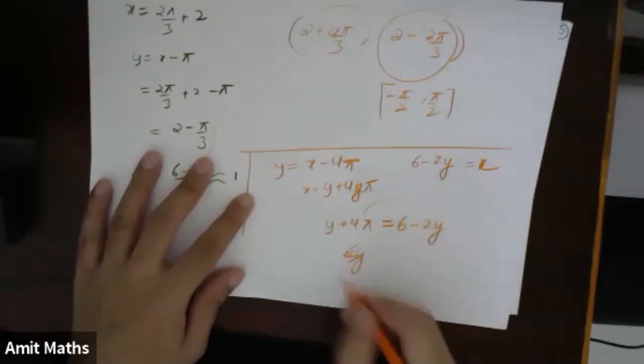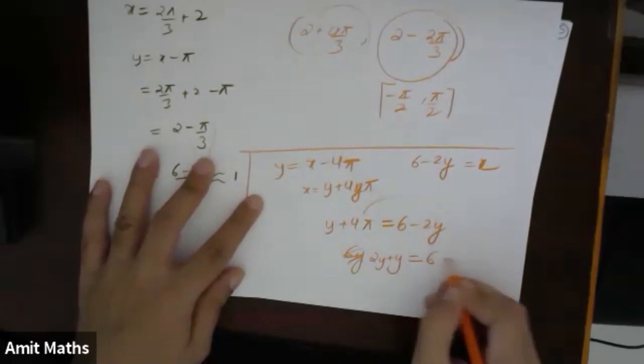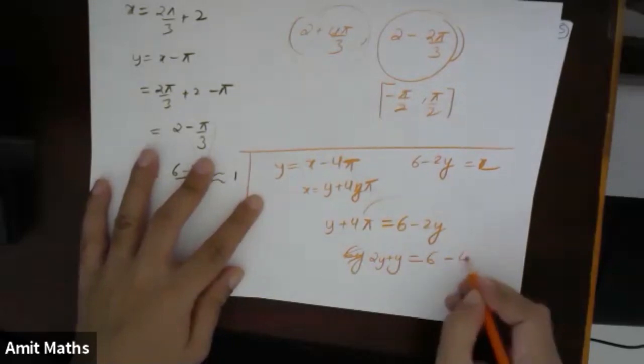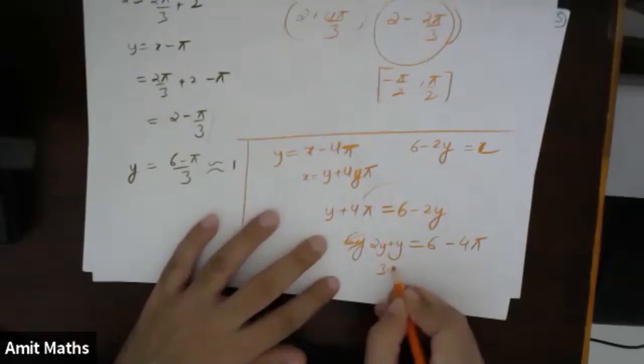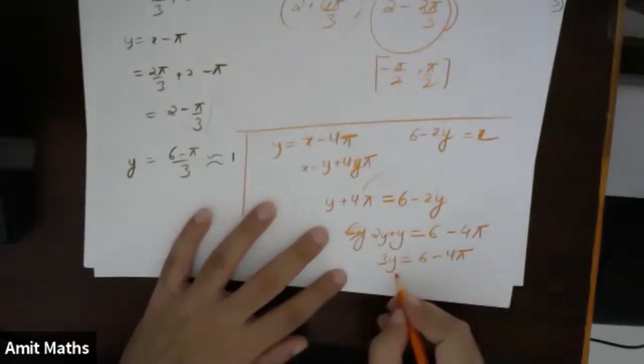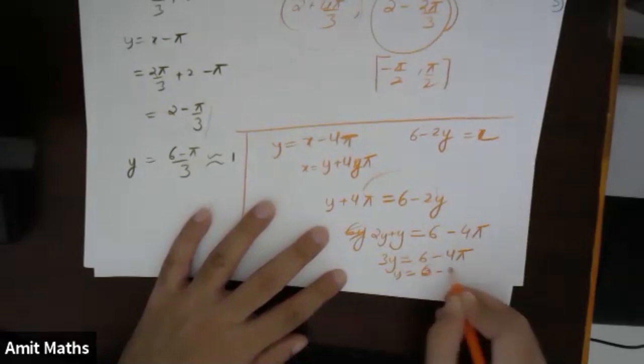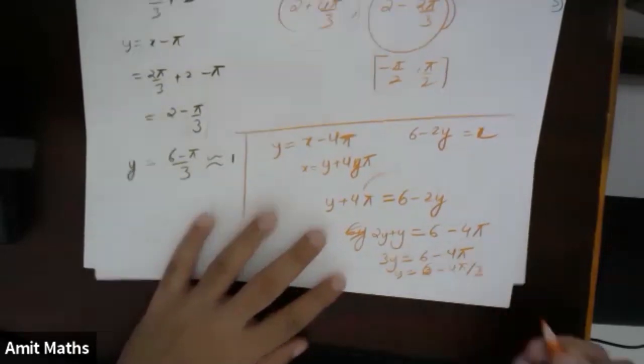Sorry, this will come this side. So this will become 2y plus y is equal to 6 minus 4π. So this is 3y is equal to 6 minus 4π. So y is equal to (6 minus 4π) by 3.